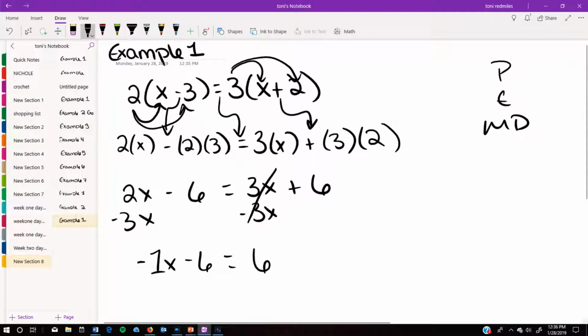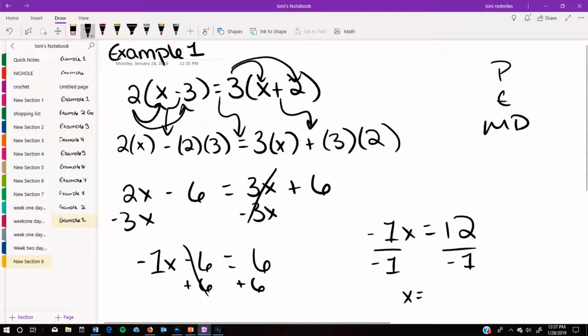Now this is subtracting the x. This negative 6x is subtracting from the x, so I'm going to add it to both sides. That will give me the 1 I need here, the 0 I need there, sorry, and then 6 plus 6 is 12. The last step is to get rid of this pesky negative 1. It's being multiplied, so I'm going to divide it out. And x is going to equal a negative 12.